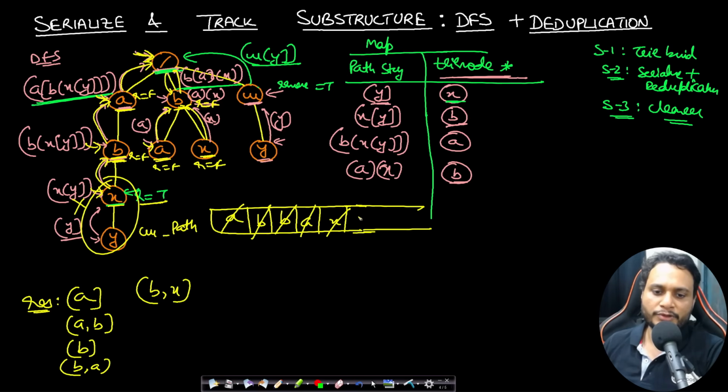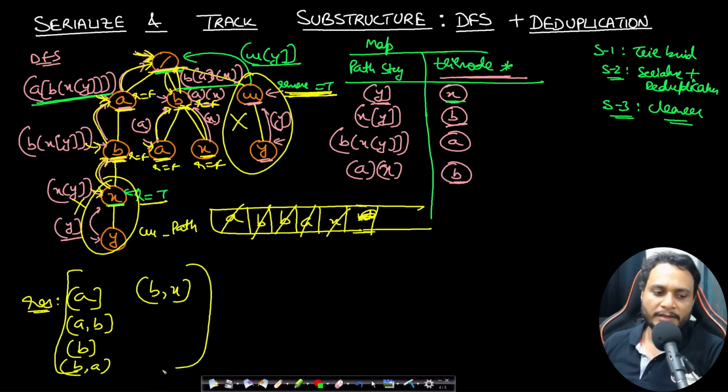You go to W, push W. W's remove value is true, so it will not be pushed actually. Since its value is true, I don't need to parse it, it's done. And you will backtrack from the root node, and these will be all the possible absolute paths after removing the identical subfolders. Okay, so I hope this entire technique is clear.